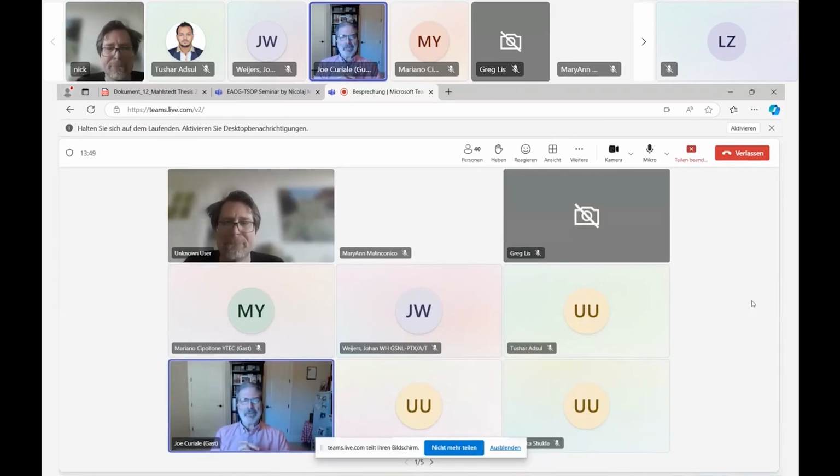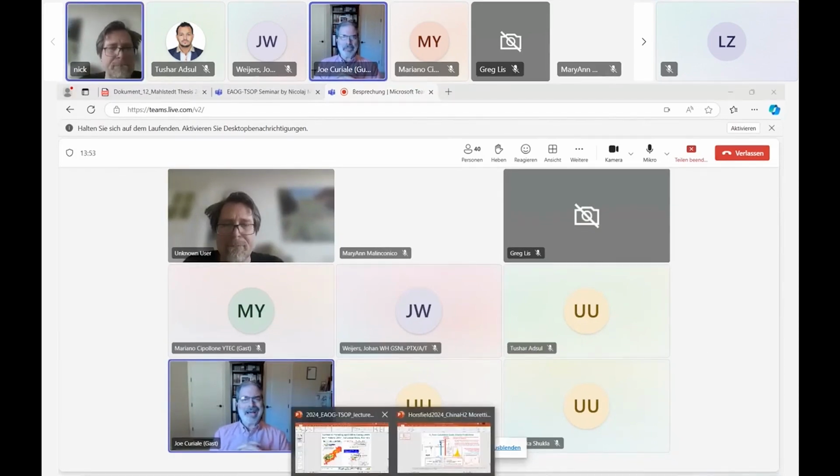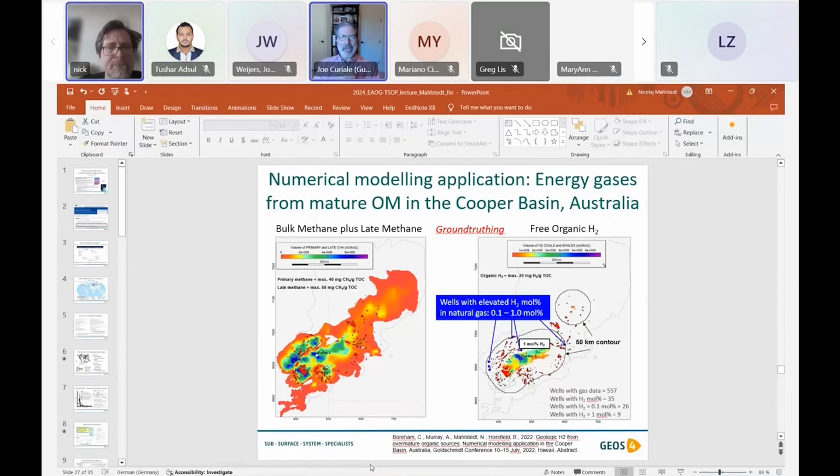This is from Maria. The question is, in your selection of coal, did you go for hydrogen-rich samples like liptinite-rich? In other words, what was the maceral composition of the original coal used in the experiments?